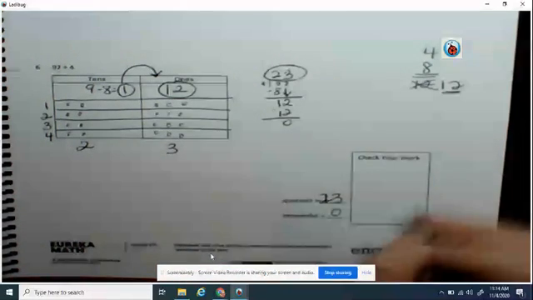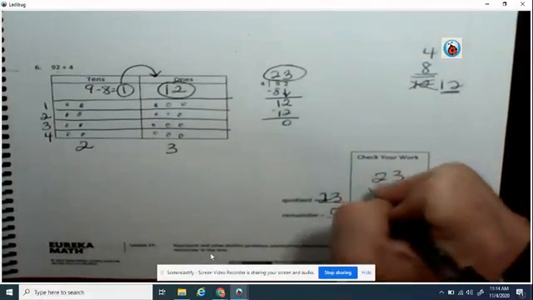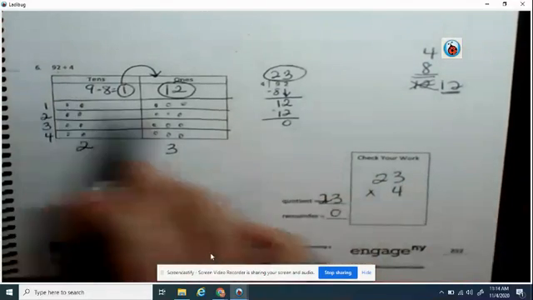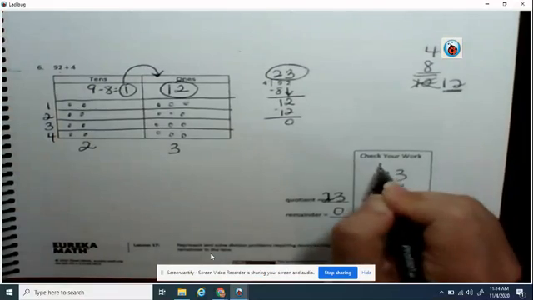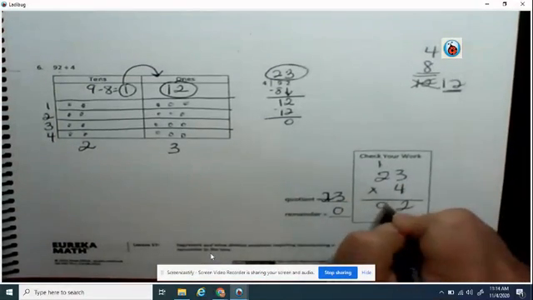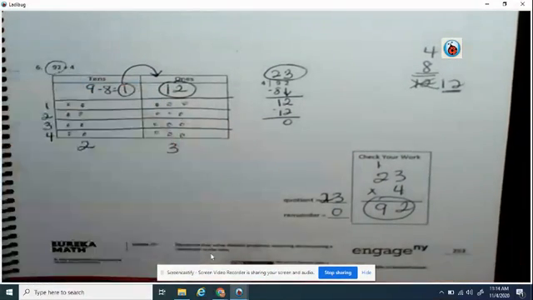Remainder of 0, 23 times 4. There they are, 4 23s right there. 23 times 4. 3 times 4 is 12. 2 times 4 is 8, plus 1 more is 9. 92. 92 is where I started. So I know I did that correctly.